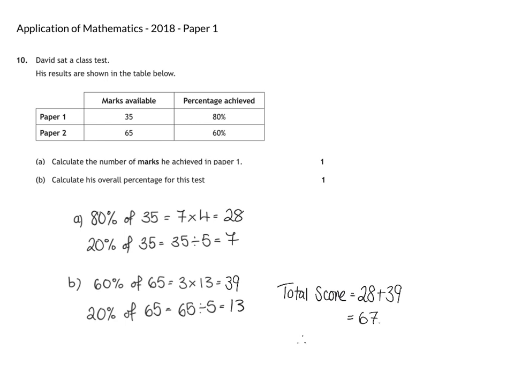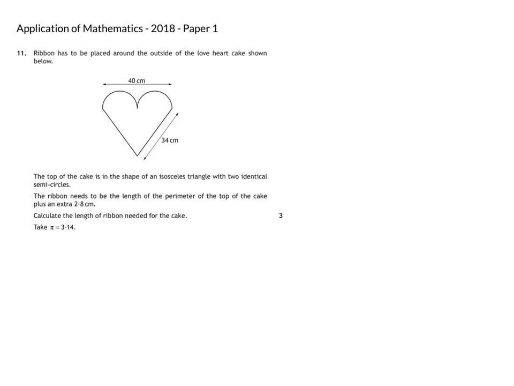So our percentage is 67%. That works in this case because the total marks for the assessment are out of 100, so it would be 67%. Each one's only worth 1 mark, so it's 1 mark for getting 28 marks, and the second mark for part B for the 67%. Let's go on to question 11.